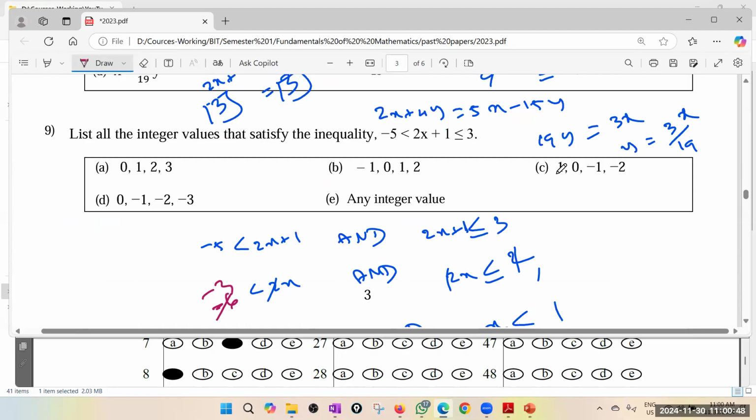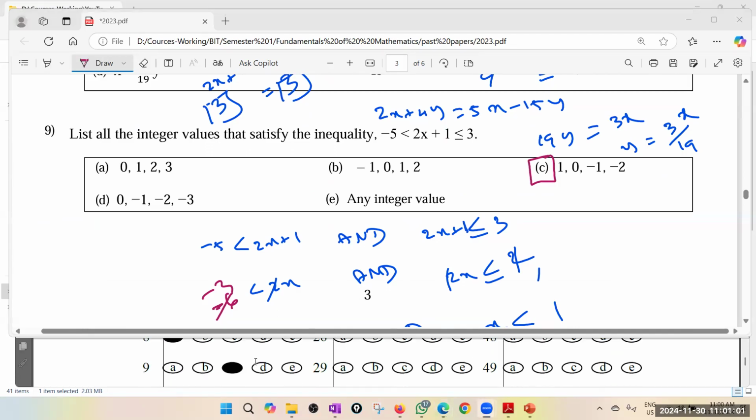Minus 2, minus 1, 0, and it's given the other way round. Answer must be C. It's given the other way round, from the largest to the smallest. So answer must be 6. Sorry, answer must be C. Okay, right. 10th one.